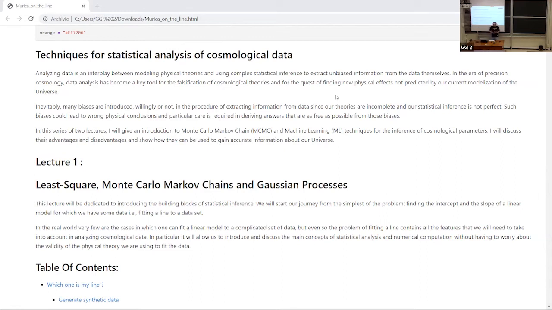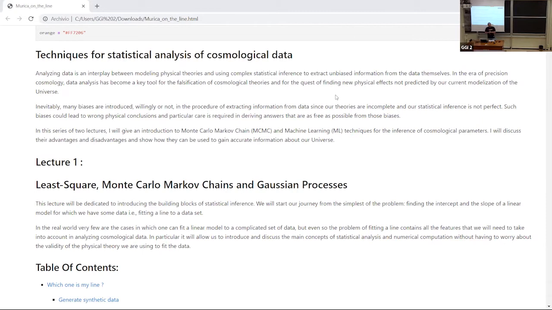So in these two lectures, I will give first an introduction about Monte Carlo Markov chain and machine learning techniques, and then I will show their advantages and disadvantages and how we can use them to extract information from the data themselves. So in this first lecture, I will dedicate the time I have to introduce the building blocks of statistical inference. And I tailored this as a journey through trying to fit a line, basically.